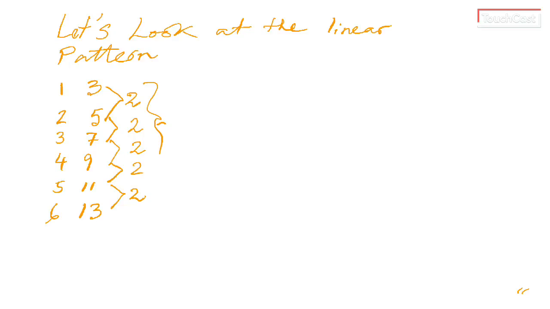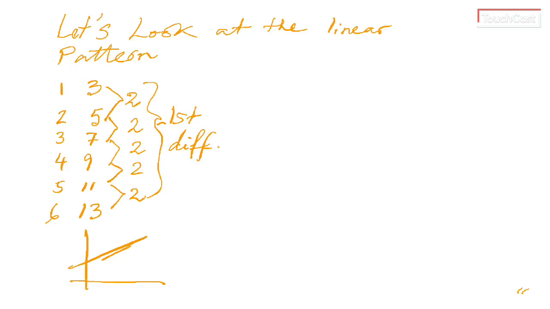And this is called first difference. Right? So if the first difference is the same all the time, like this one, it gives you a straight line. So if we draw the graph, it will be something like this, a linear pattern.